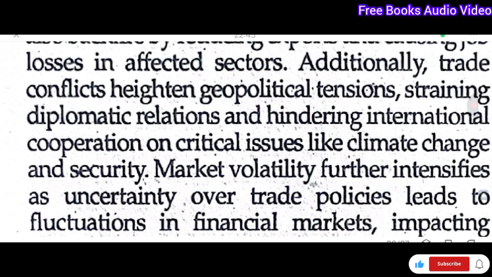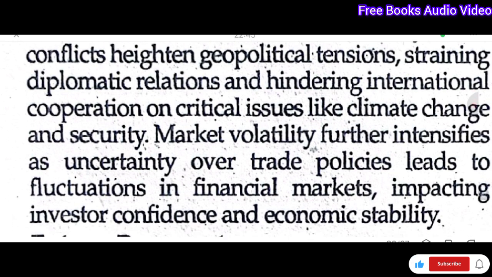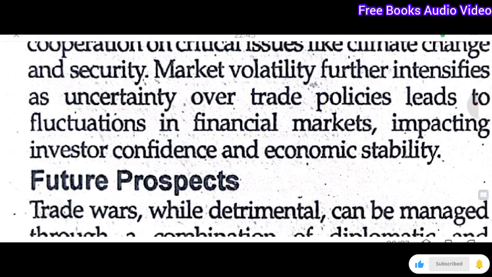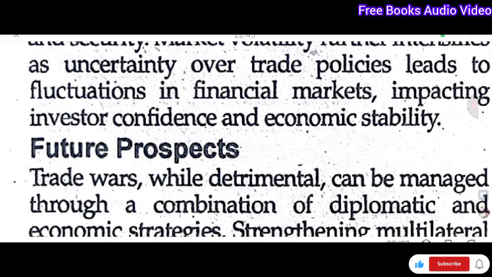Market volatility further intensifies as uncertainty over trade policies leads to fluctuations in financial markets, impacting investor confidence and economic stability.